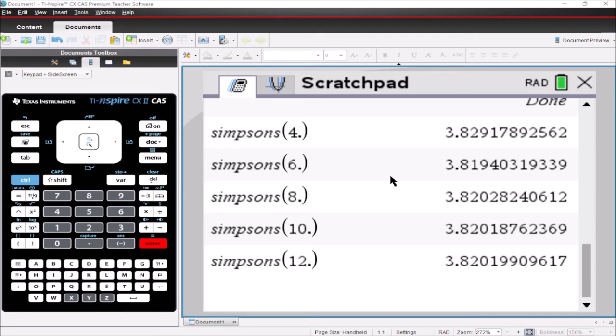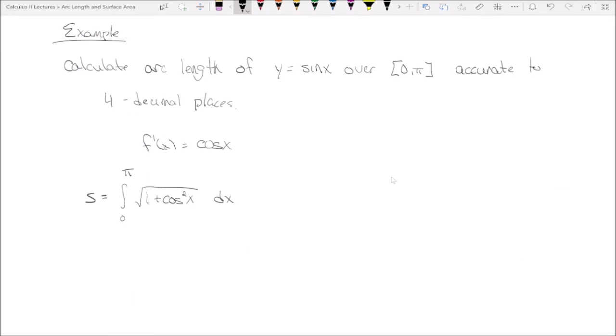We get 3.8202 to 4 decimal places. And we used S sub 12 to get 3.8202.